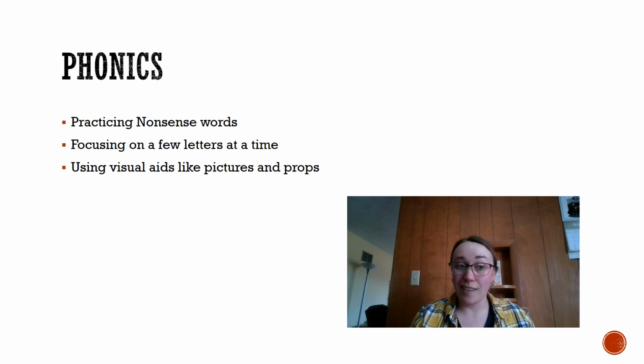Something else that I have listed, the second thing, is focusing on a few letters at a time. So not focusing on the whole alphabet or all of the phonics sounds that we have, but just focusing on a few letters at a time. This can help them really learn those sounds. And then the last one I have is using visual aids such as pictures or props. This gives them a really good visual for what sounds they're looking for in a word.